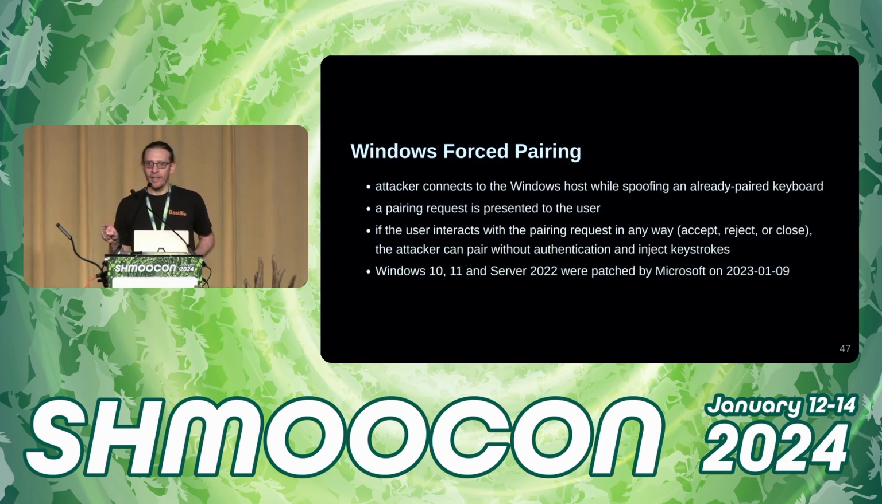If they click on that, they will see a pairing dialog come up on the screen, and they have to interact with the pairing dialog in some way for the attack to work. They can accept the pairing request or reject it or just close the dialog, but as soon as they interact with that dialog, the attacker is able to complete pairing and then inject keystrokes into the Windows machine. I only tested this on Windows 10, but Microsoft has patched this in Windows 10, 11, and Server 2022, and those patches rolled out on Tuesday.